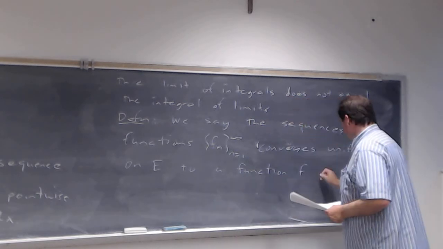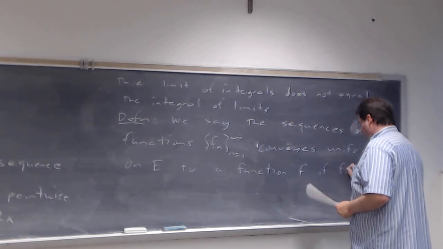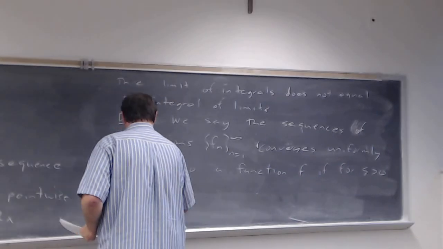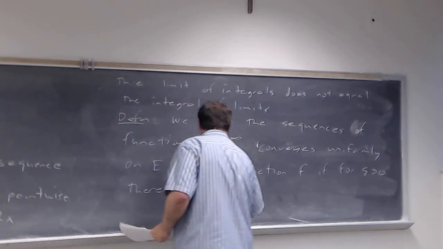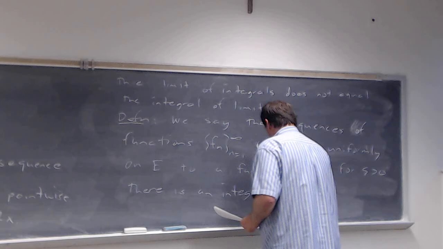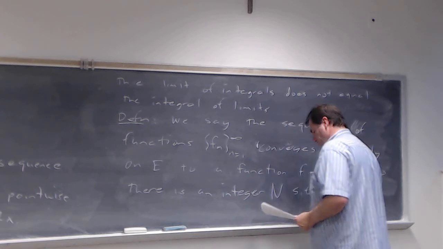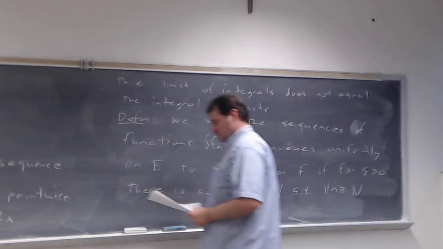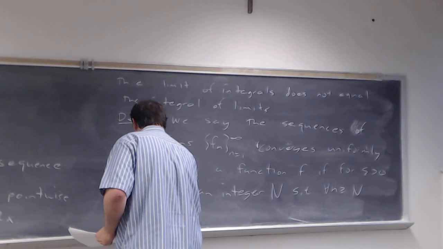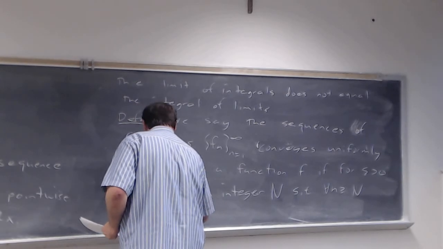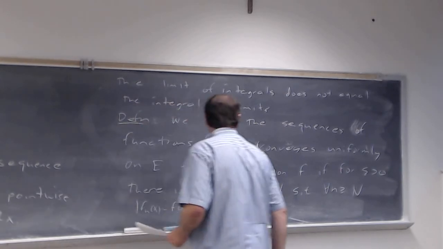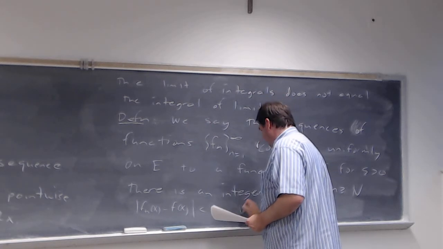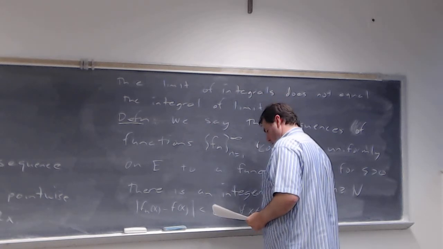if for every epsilon greater than 0 there is an integer N such that for all n bigger than or equal to this big N, the absolute value of f sub n of x minus f of x will be less than epsilon. Well, the norm will be less than epsilon, for these complex functions. And that's for all x an element of E.